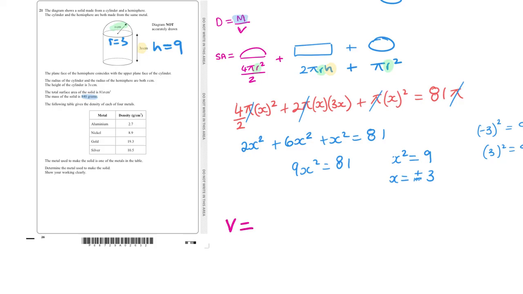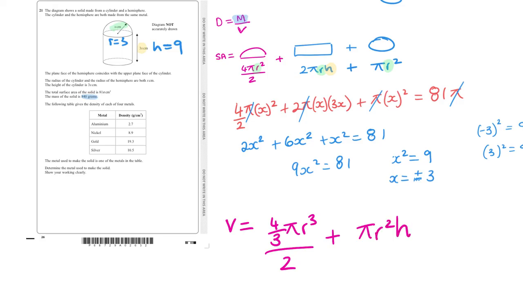Okay, we go back to the sheet at the front. Volume of a sphere, 4 over 3 pi r cubed. But how much of a sphere do we have? Half. So I'm going to divide it by 2. Plus the volume of the cylinder, pi r squared times h.